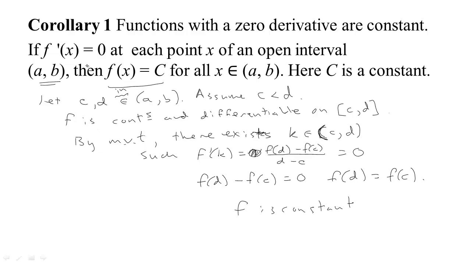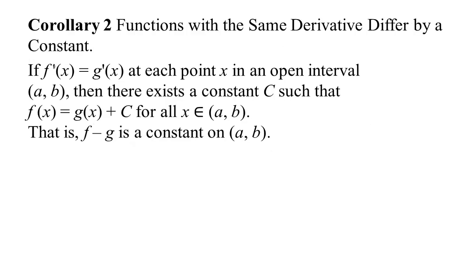So Corollary 1 says that if our function's derivative is 0 on some interval, then that function has to be constant. Once we have Corollary 1, we can get Corollary 2. Corollary 2 says that if 2 functions have the same derivative, then they vary by only a constant. So the 2 functions can only differ by a constant.